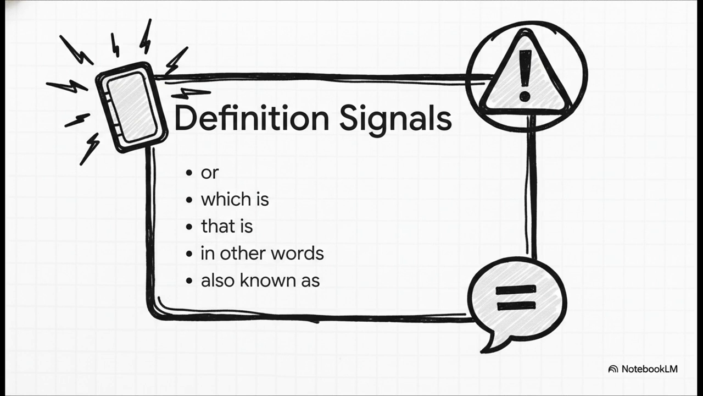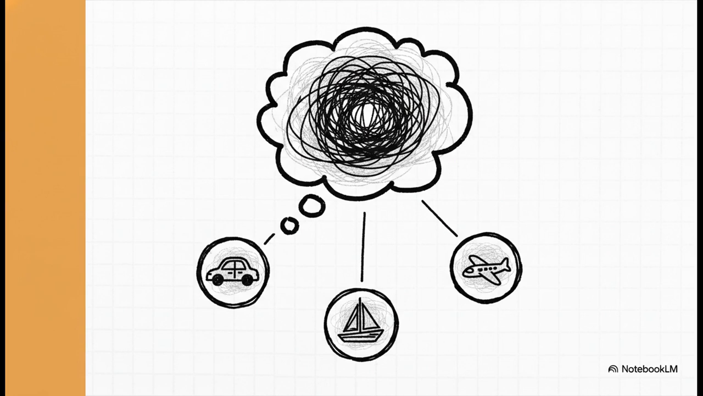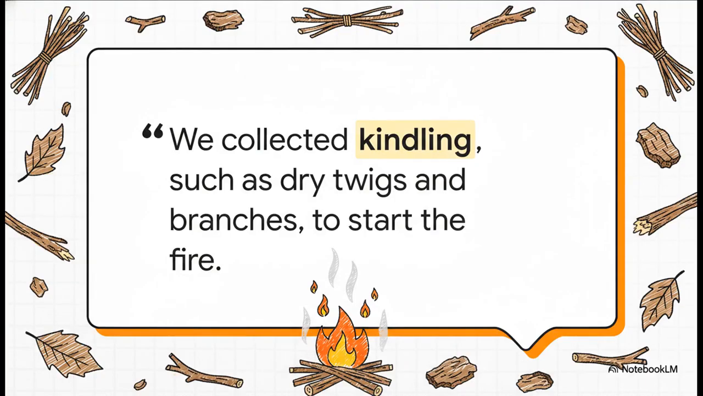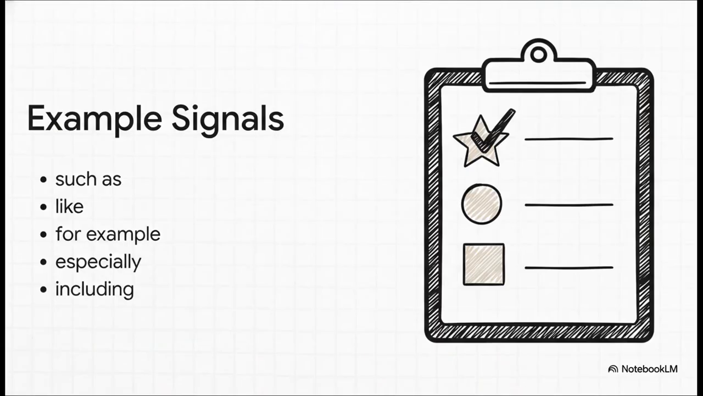Okay, tool number 2 in our kit is the example clue. In this case, instead of giving a direct definition, the author shows you what the word looks like in the real world by giving you, well, examples. So, in this sentence, maybe you've never heard of kindling before. But look what comes next. Such as dry twigs and branches. Right away, your brain puts it together. Kindling must be that small, dry stuff you use to get a fire going. Easy. And just like before, there are some classic signal words to look out for. Phrases like such as, for example, and including are basically a heads up that some helpful examples are on the way.